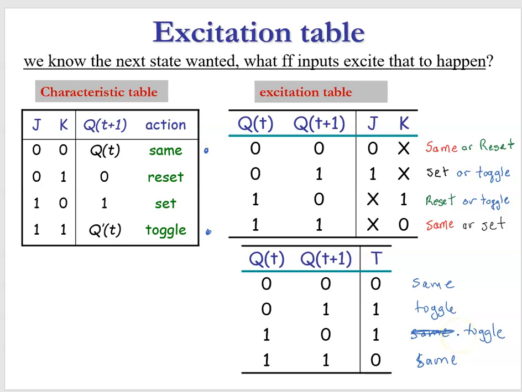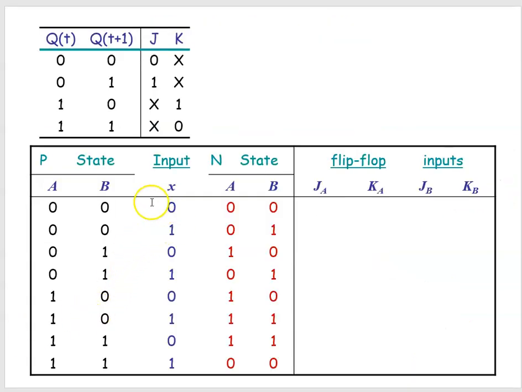So let's take a look at solving a problem using these excitation tables. The JK is a little bit more complicated to use, so we'll look at that example first. Here we have a transition table or a next state table. We have two state variables, A and B. The first two rows, our present state is 0. Second two rows, our present state is 1. Third two rows, our present state is 2. And our fourth two rows, our present state is 3.